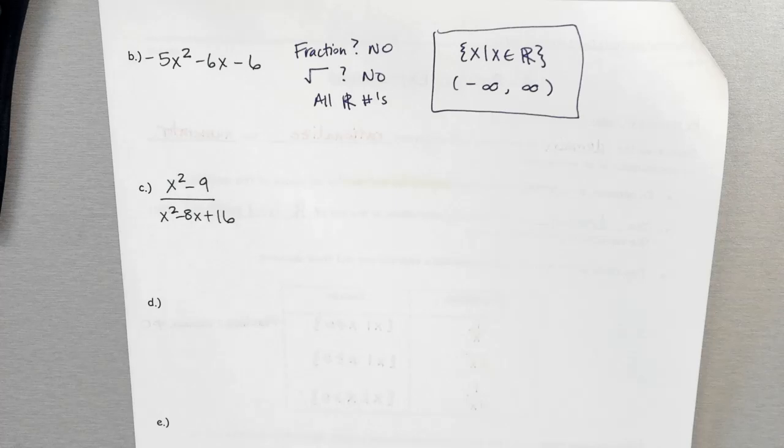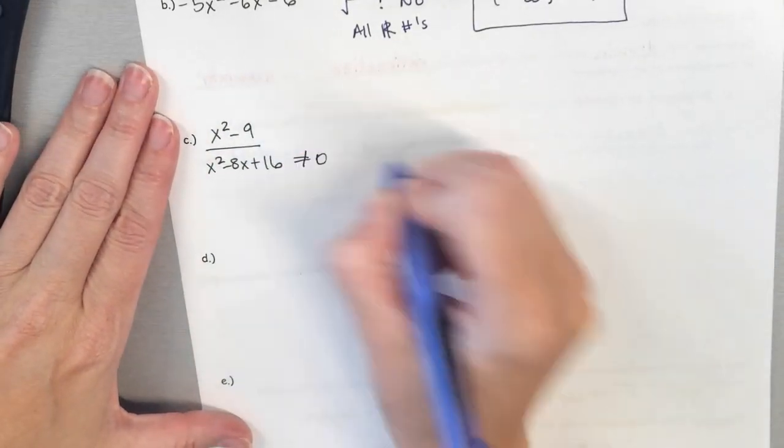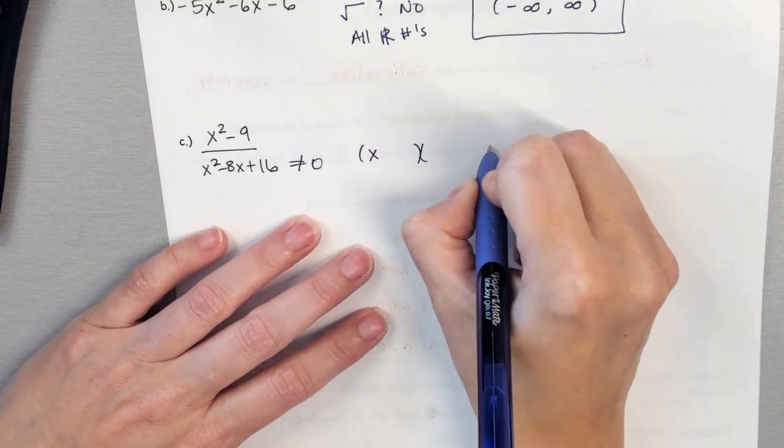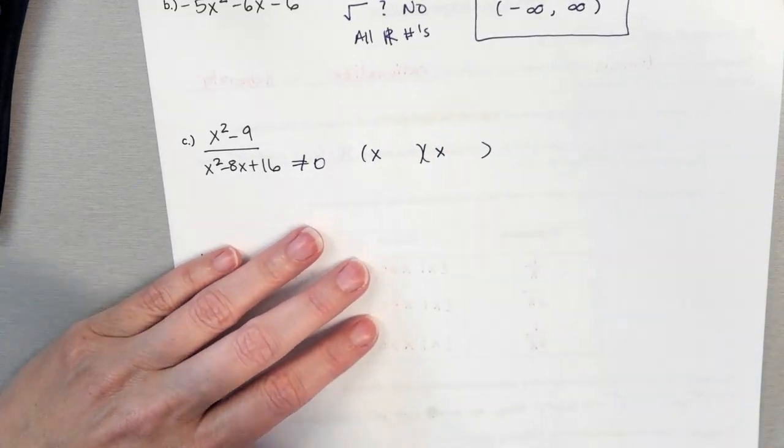Okay, and then for C, you can see we have a fraction. There's no radical. So if we have a fraction, what can't happen? The denominator can't equal 0. So let's set the denominator equal to 0 and solve. What method are we going to use? We're going to factor. Do you have to worry about factoring the numerator in this case? No, because you're only doing the domain. If it asks you to simplify, then yes, you would do that.